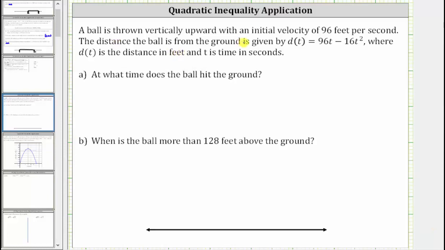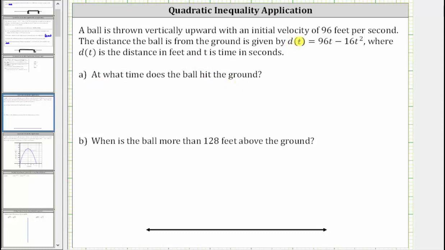A ball is thrown vertically upward with an initial velocity of 96 feet per second. The distance the ball is from the ground is given by d of t, where d of t is the distance in feet and t is time in seconds. For part A, at what time does the ball hit the ground? Well, the ball hits the ground when d of t is equal to 0.